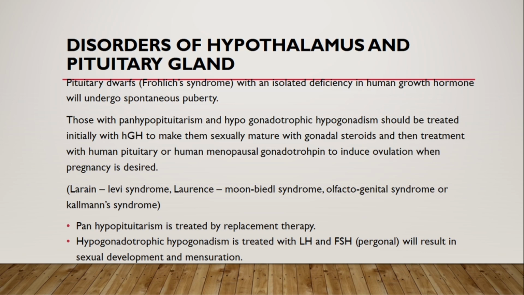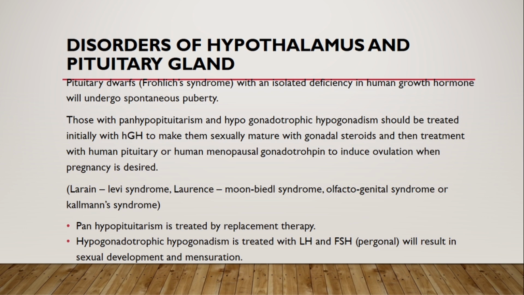So what do we do in Froelich syndrome? These patients, we said, are obese young ladies with delayed puberty. Usually, in these pituitary dwarfs, what is present is an isolated deficiency in human growth hormone. These patients will undergo spontaneous puberty. You just need to observe them for years, and gradually, even up to about 20 years, they will undergo spontaneous puberty.